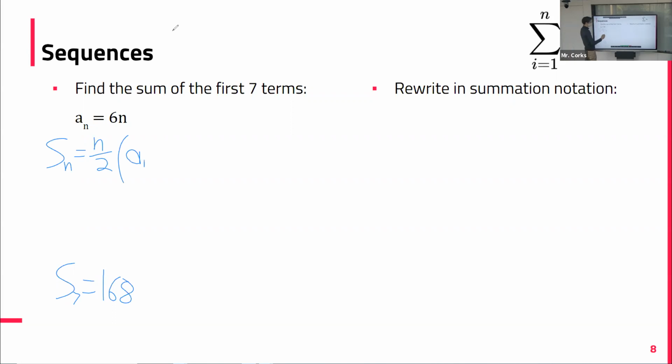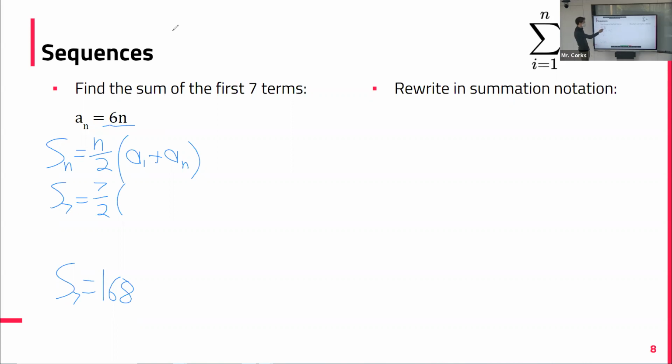(a1 plus an). Okay, so here we'll need n, which we have. We don't have a1 or a7 here, but we can figure those out pretty quickly. So S7 then is 7 over 2, times a1 plus a7. Like we have our general term here, it's very quick to figure out what those are.